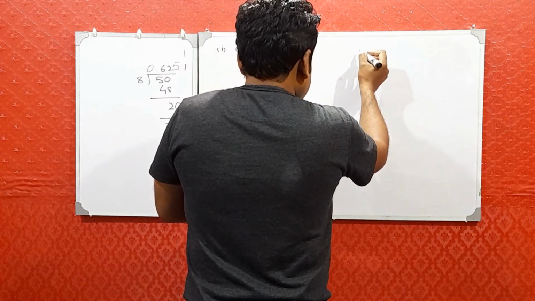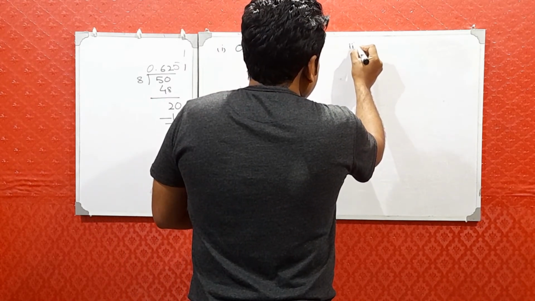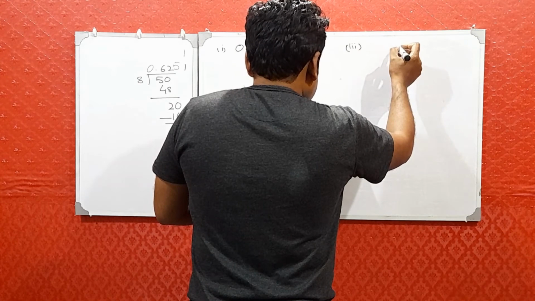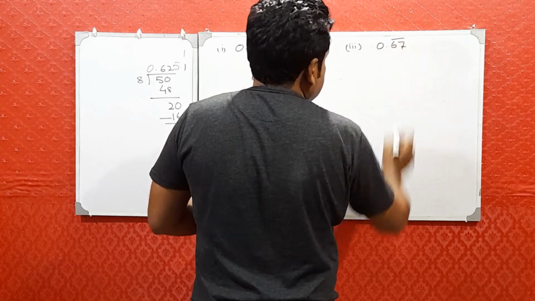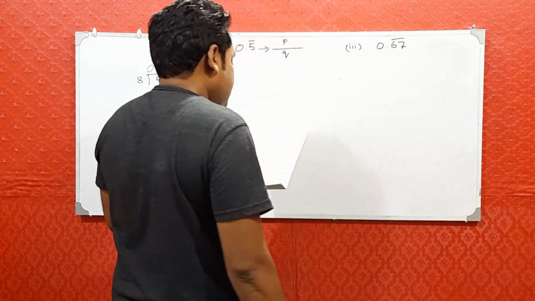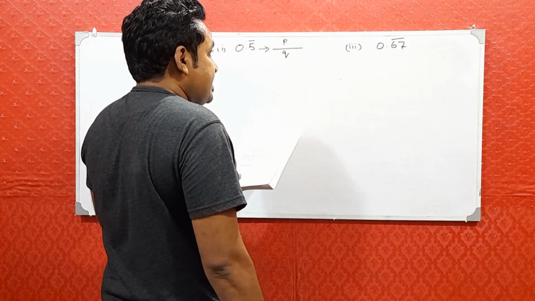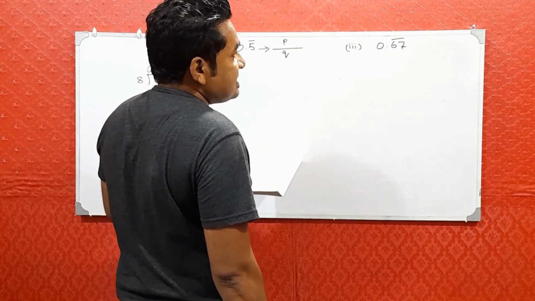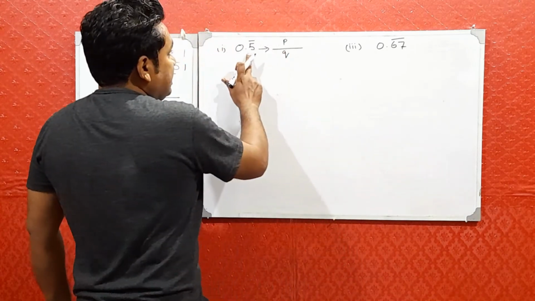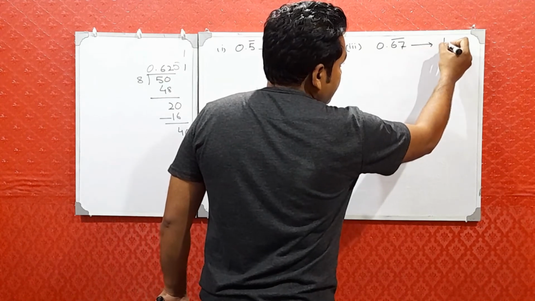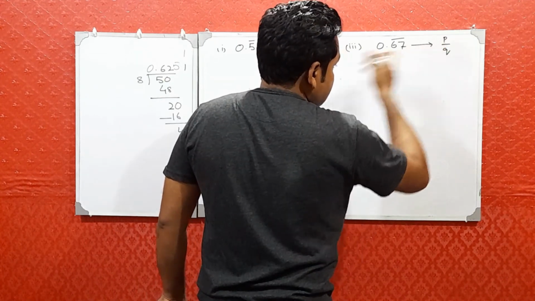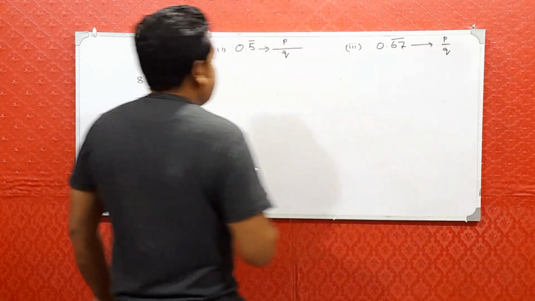And the other part, I will do 3. The second part I leave to you, you can do by yourself. This is the bar on 0.67, and the bar is on 6.7. Here the bar is on 5. We have to convert it into P over Q form, means we will convert it into a fraction.